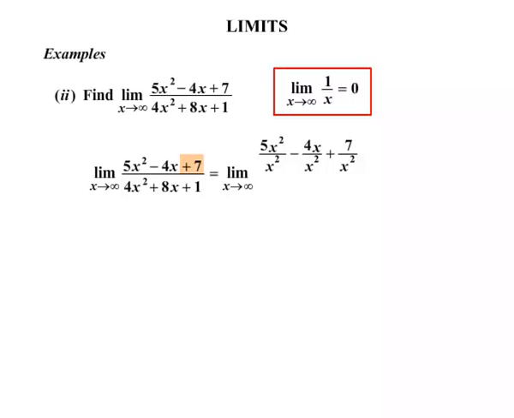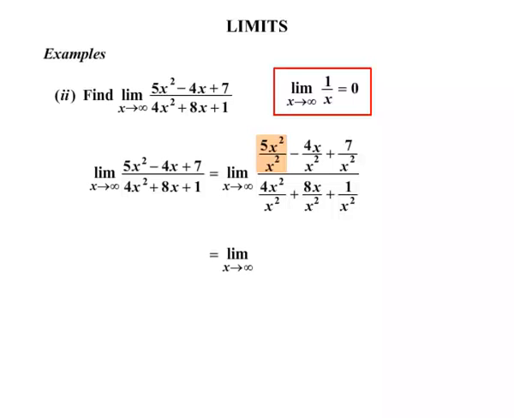Everything gets divided by x squared on the top, and exactly the same thing happens on the bottom as well. So that 4x squared divided by x squared, the 8x, and the 1 also. So everything is divided by x squared. Very messy, I know. Let's see what can happen. Limit as x approaches infinity.